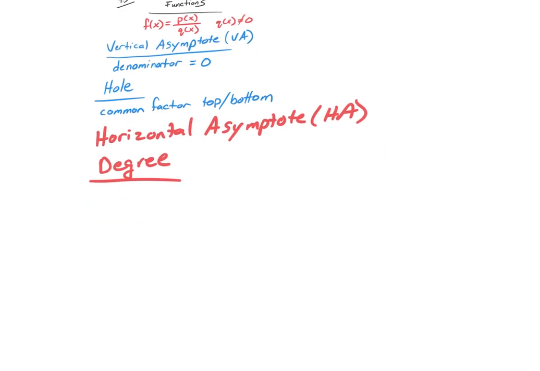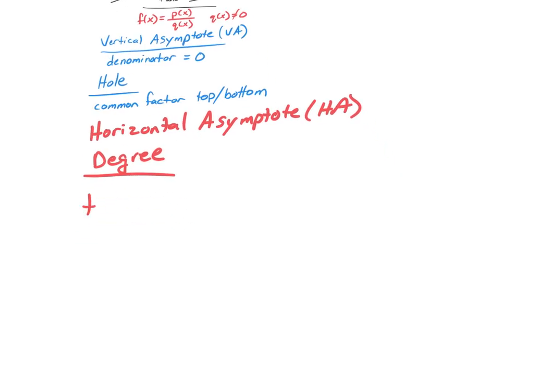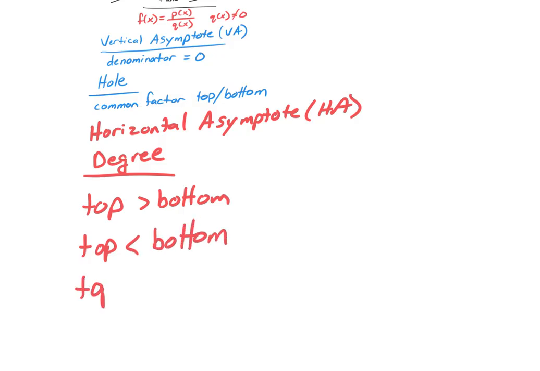And there's three things that could happen here. We could say the top degree is bigger than the bottom degree because both your top and bottom are going to be polynomials, right? So you're going to have a degree on top, you're going to have a degree on bottom, and we're going to compare those two. If the top's bigger than the bottom, if the top is less than the bottom, or is the top equal to the bottom? Three different scenarios that could happen.